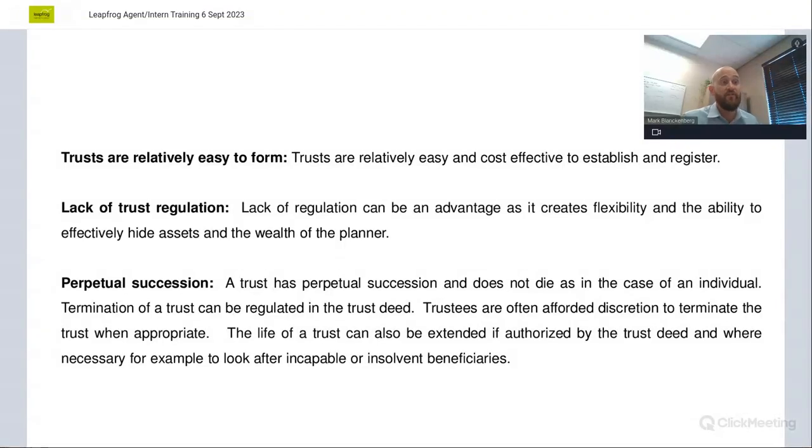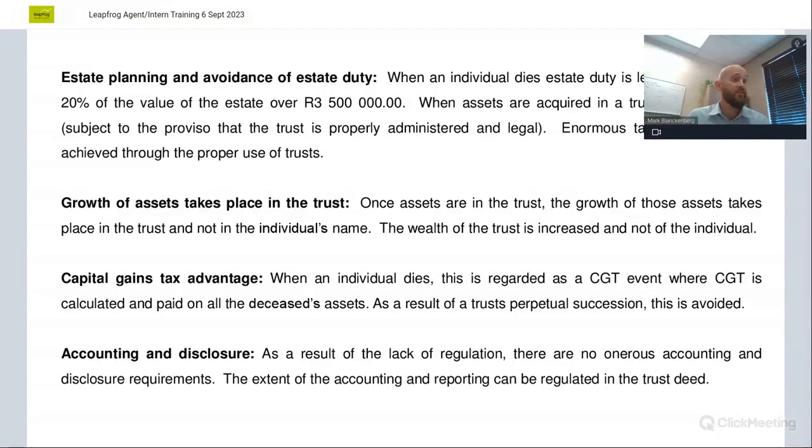And perpetual succession, they're uncommon, but you do have long-standing trusts that just keep on rolling from generation to generation. And like we discussed earlier, that is a way of making sure that you're paying as little estate duty as possible to the state, rather.